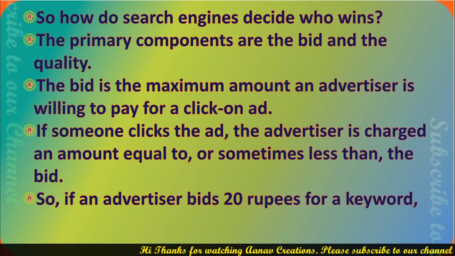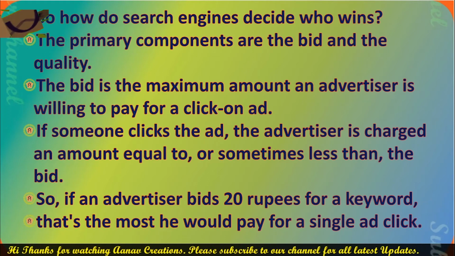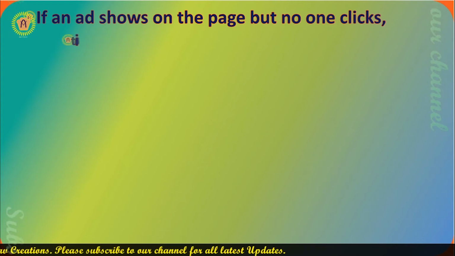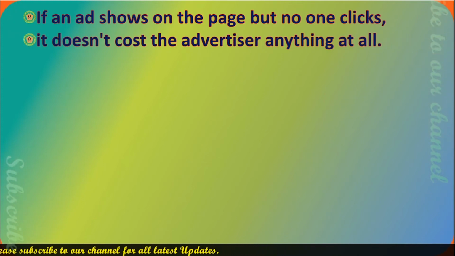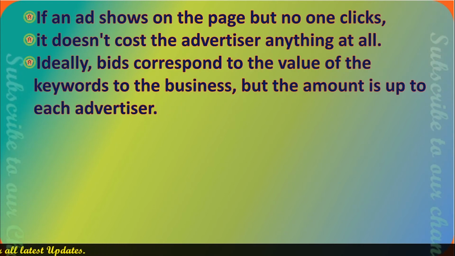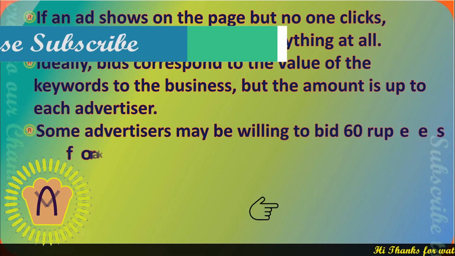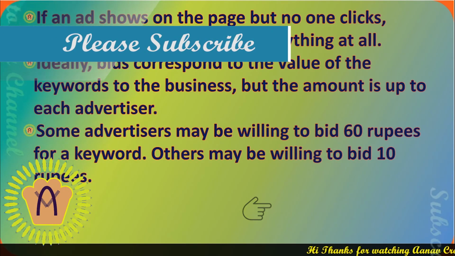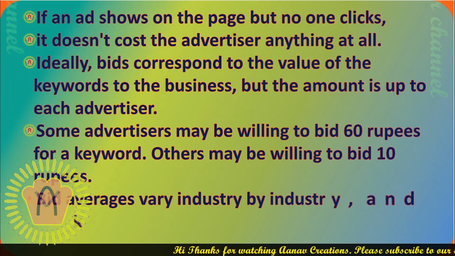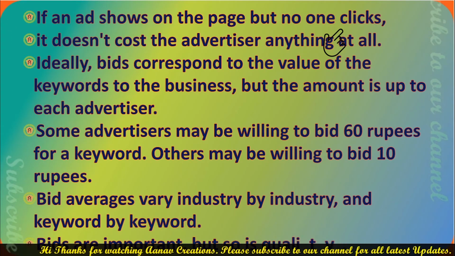So if an advertiser bids 20 rupees for a keyword, that's the most they would pay for a single ad click. If an ad shows on the page but no one clicks, it does not cost the advertiser anything at all. Ideally, bids correspond to the value of the keyword to the business, but the amount is up to each advertiser. Some advertisers may be willing to bid 60 rupees for a keyword, others may bid only 10 rupees. Bid averages vary industry by industry and keyword by keyword.